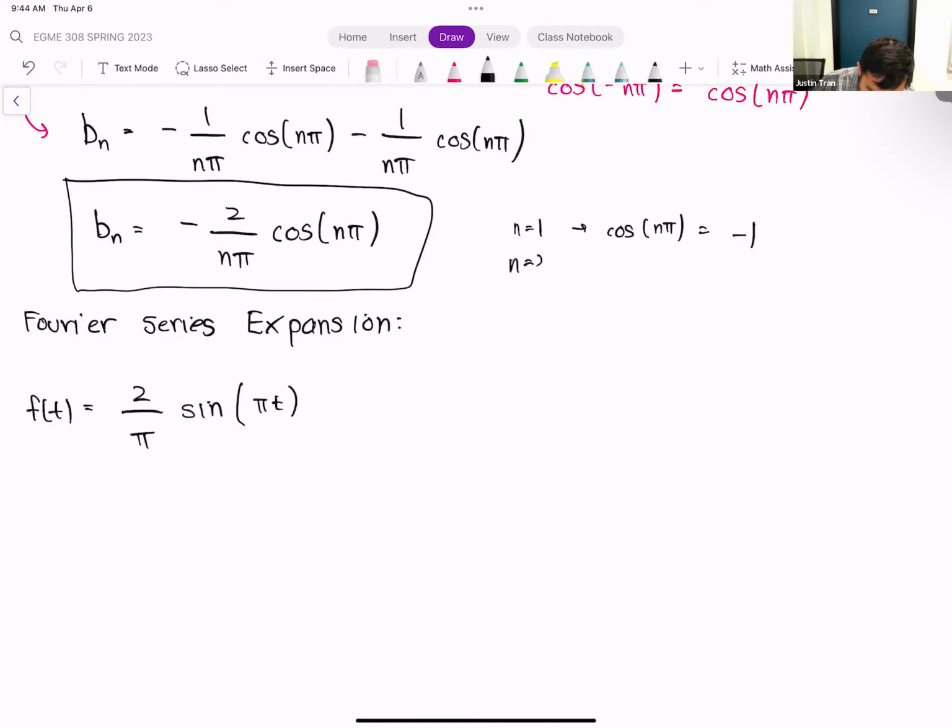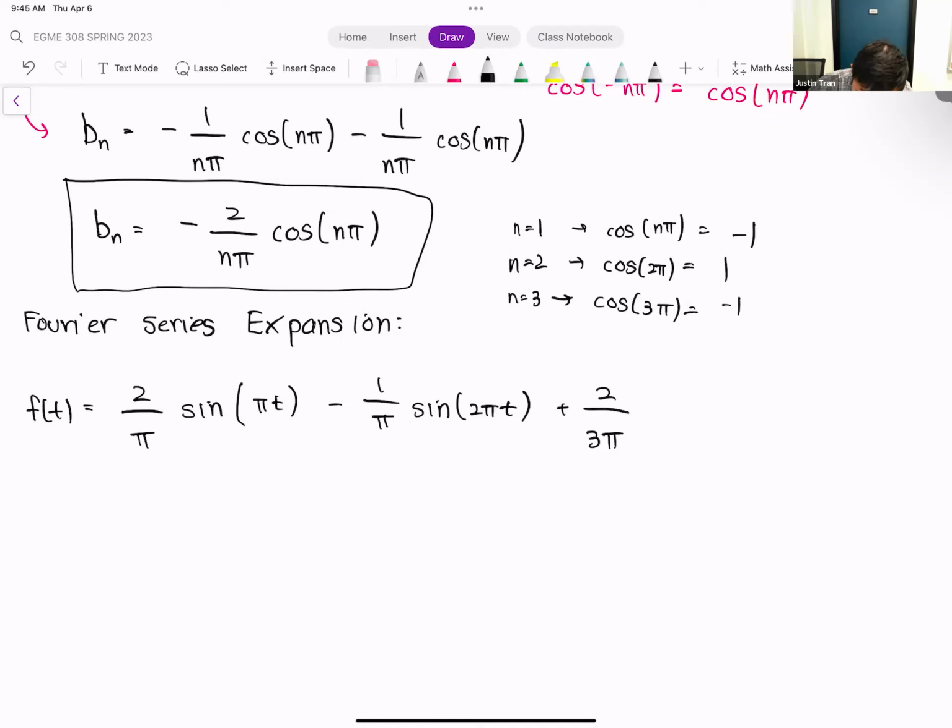For n equal to 2, cosine of 2 pi is equal to positive 1, and so we have a minus 1 over pi sine of 2 pi t. I'll do one more. N is equal to 3. Cosine of 3 pi is equal to minus 1, so that's going to be positive 2 over 3 pi sine 3 pi t. Of course, this continues on.